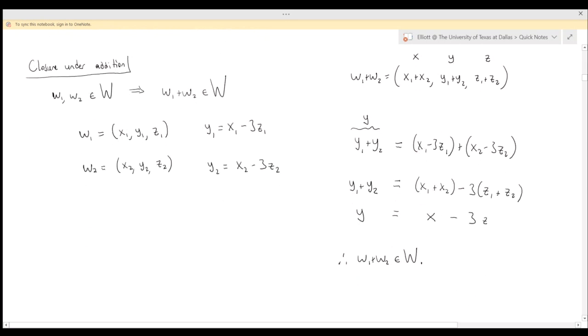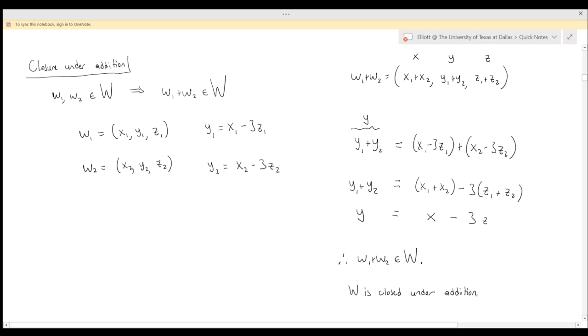So what this shows is that if you take any two vectors in W, their sum is ultimately also a vector in W as well. So because of that, we can conclude that W is closed under addition. All right. Now that's not enough to conclude that W is a subspace. To prove that it's a subspace, we also need to show that it is closed under scalar multiplication.